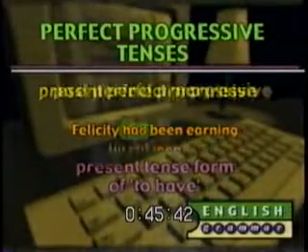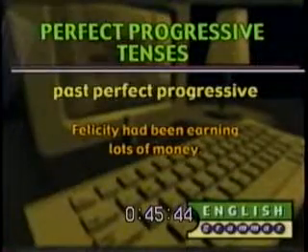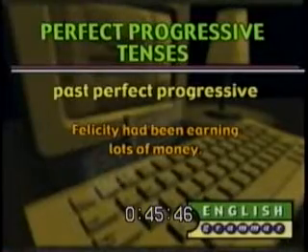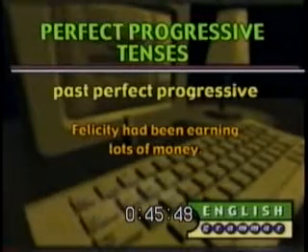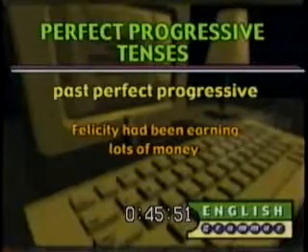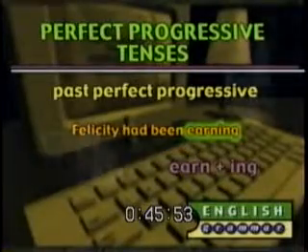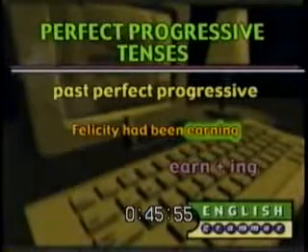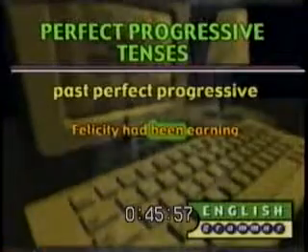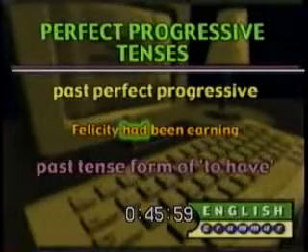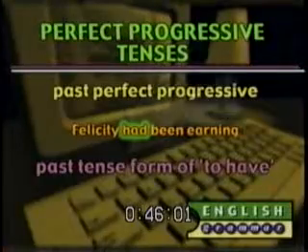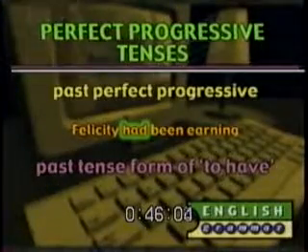Not too bad. Next, our past perfect progressive sentence, Felicity had been earning lots of money. Okay, this is something she was doing. To form it, we added ing to earn, used been, and a past tense form of to have, which is had. This gives us had been earning.